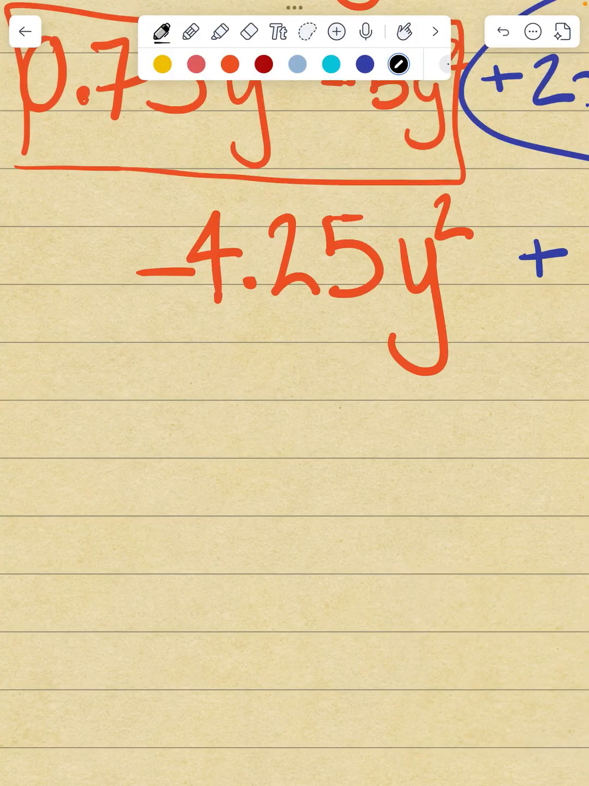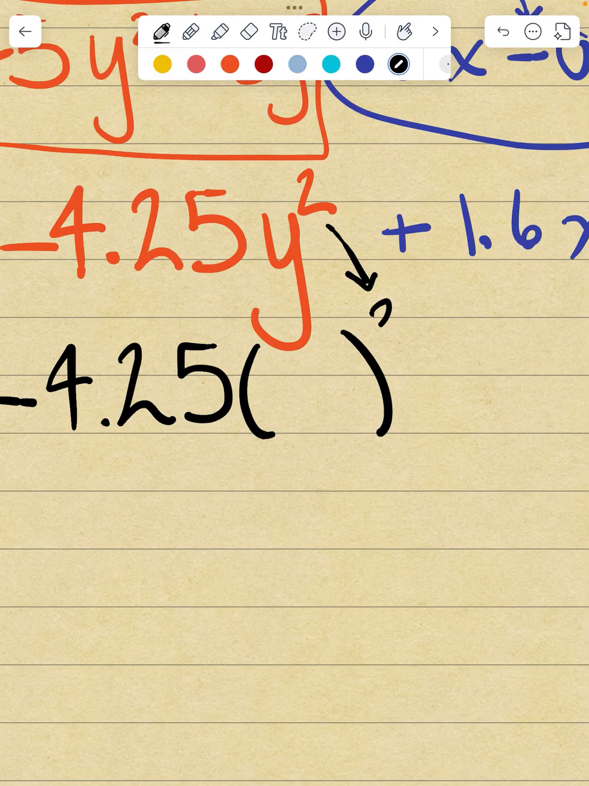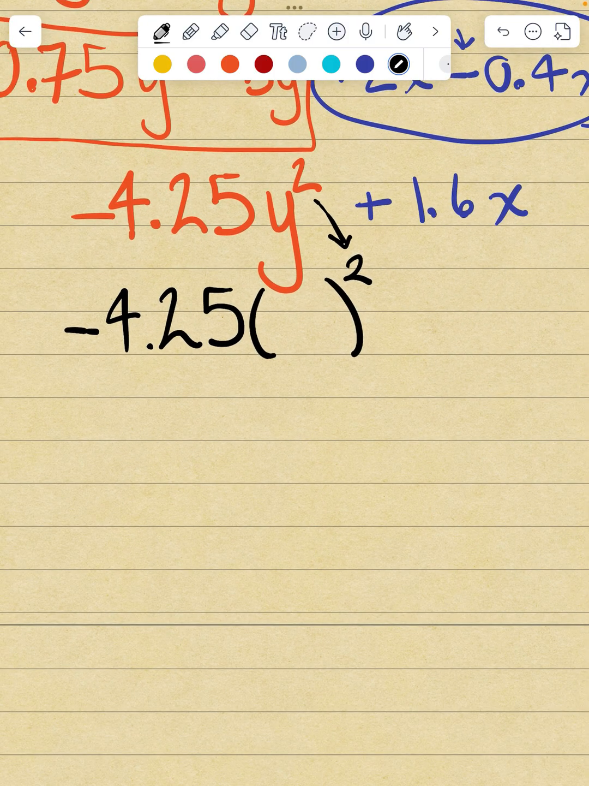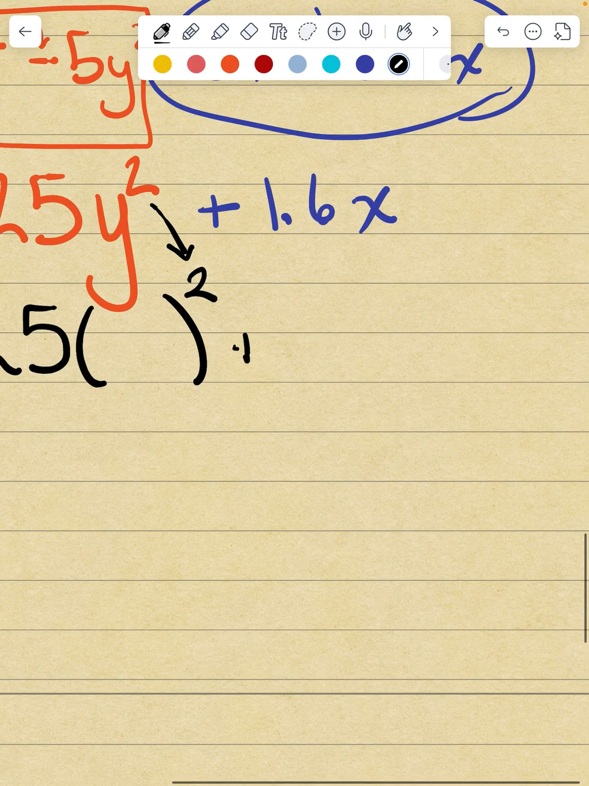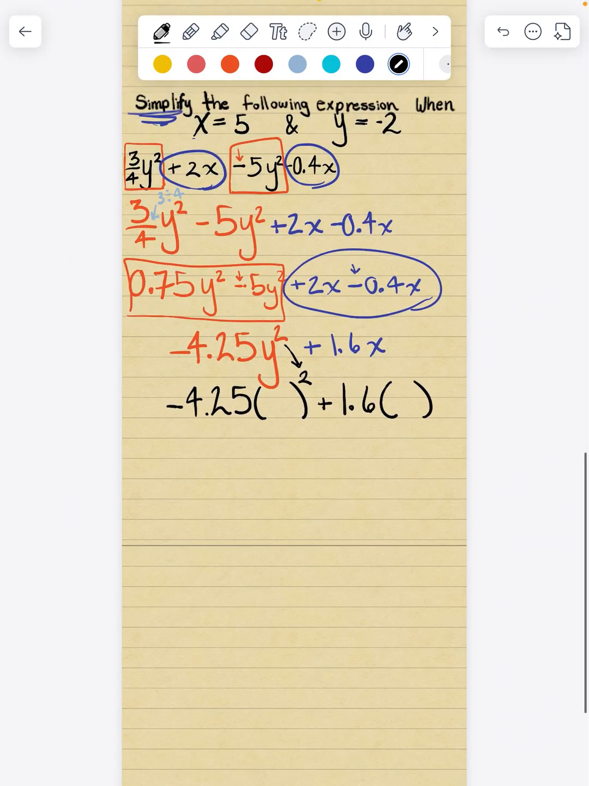So my first step, you guessed it, is to rewrite your problem, but instead of your variable, you're going to write your parentheses, and don't forget your exponent up in the corner outside your parentheses. So we get negative 4.25 y squared plus 1.6 x. Again, I'm using my parentheses. Now I'm going to fill them in.